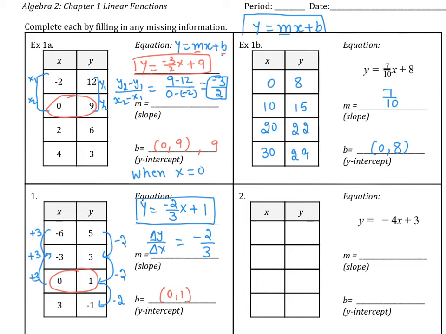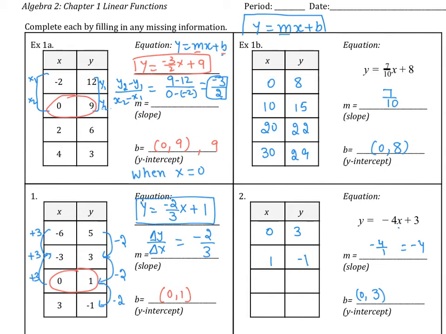For number 2, the slope is negative 4 over 1, or just negative 4, and the y-intercept is 3. Now we're going to start from 0, 3 and we are going to next plug in 1 for the x value. So negative 4 times 1 is negative 4 plus 3 is negative 1. So y is negative 1.